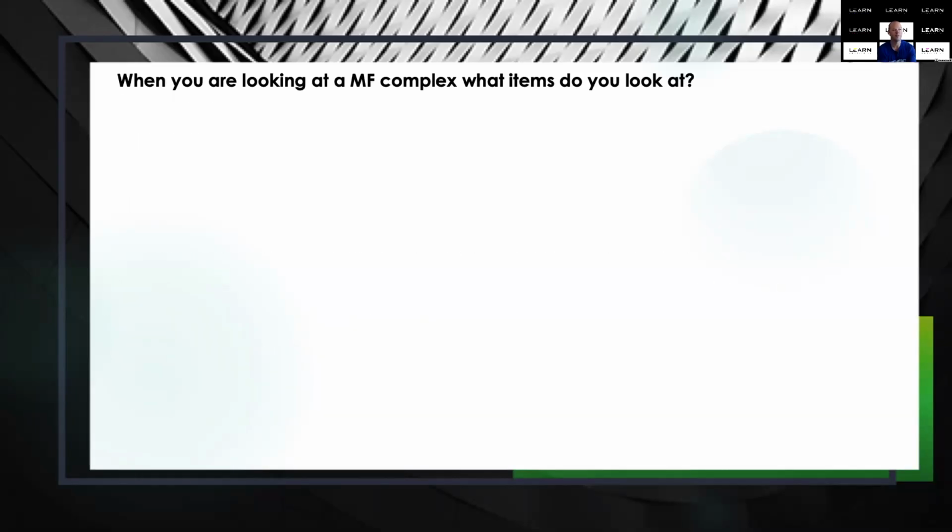When you're looking at a multifamily complex, what items do you look at? All right, we gotta look at the cycle. Where are we in the cycle? Location, start, growth, stabilize, or decline. Is there too much inventory? Is there not enough inventory? Are they building a ton of multifamily complexes right now? Where are we in the cycle?